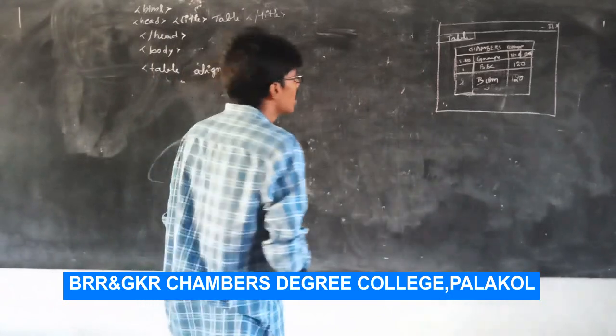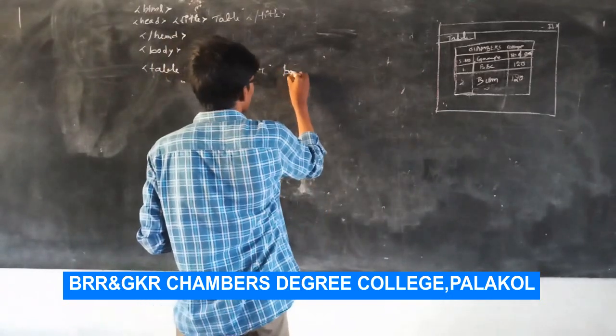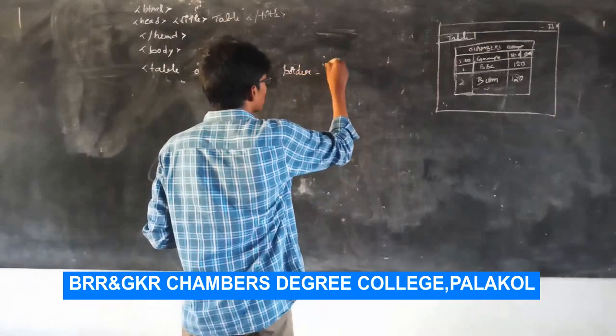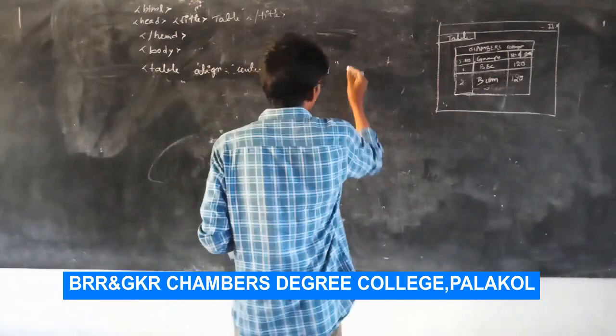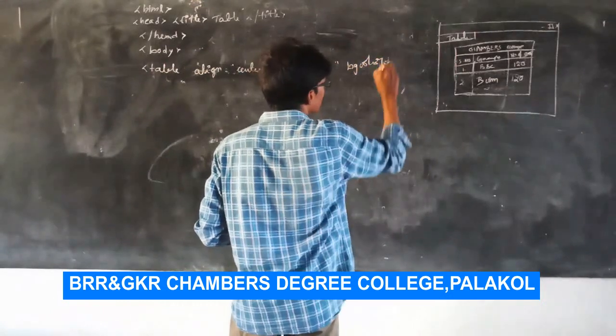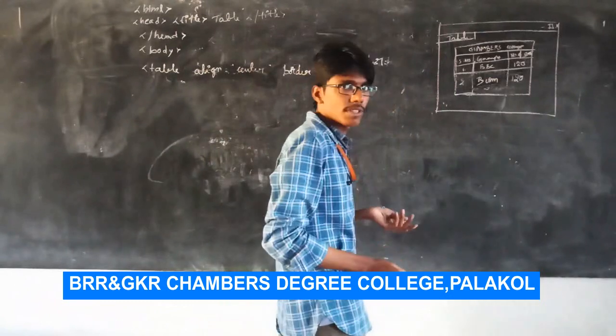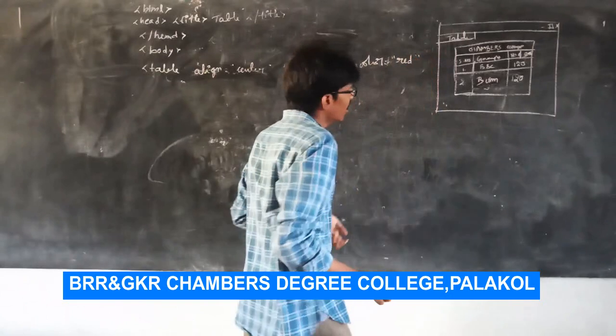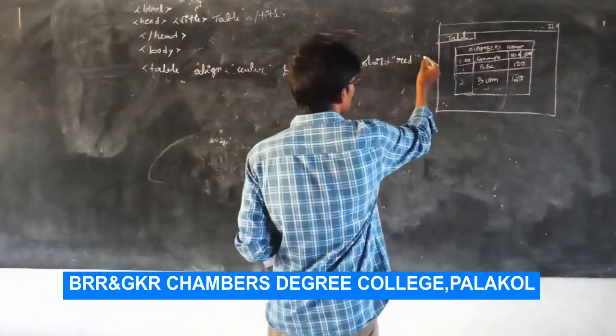After that, add border. It is the thickness of the table border. After that, bgcolor, the background color, is equal to any color you wish to mention here, red. After that, close the tag.